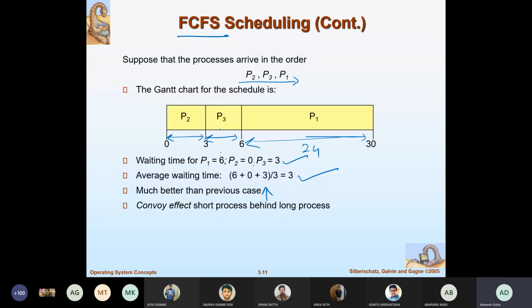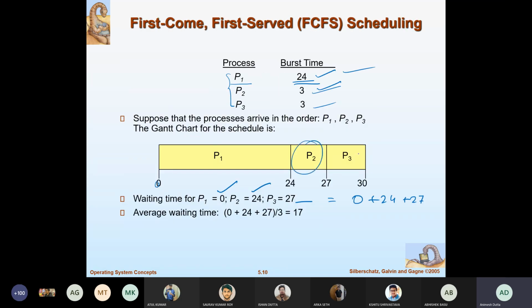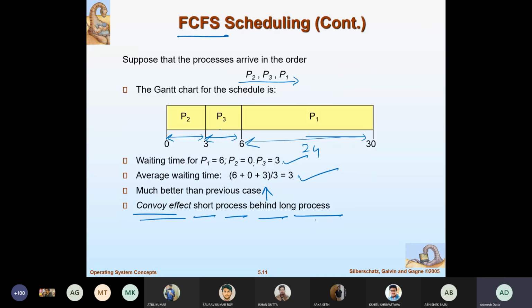This is called the convoy effect: short processes behind the long process. These are short processes in comparison with this one. So short processes are behind the long process. That's why this value is much higher than this one. This is called the convoy effect.